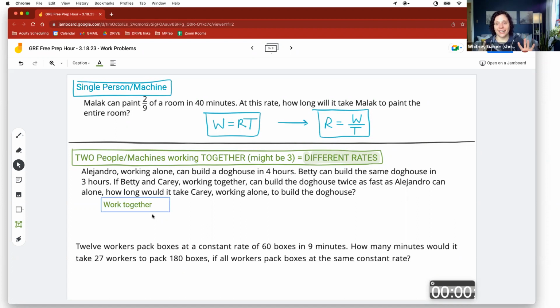Yes, exactly. So if I give you my rate, 3 birdhouses per hour, and I give you Malik's rate, 4 birdhouses per hour, and we're working together, 7 birdhouses per hour. When we work together, we add rates. The opposite is going to be true if we're working against each other. Working against each other is usually the job of hoses, right? Like one hose is filling a tub and another hose is emptying it.